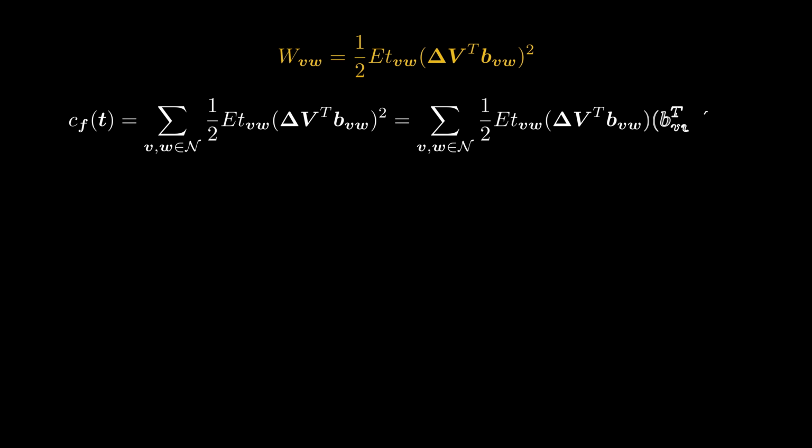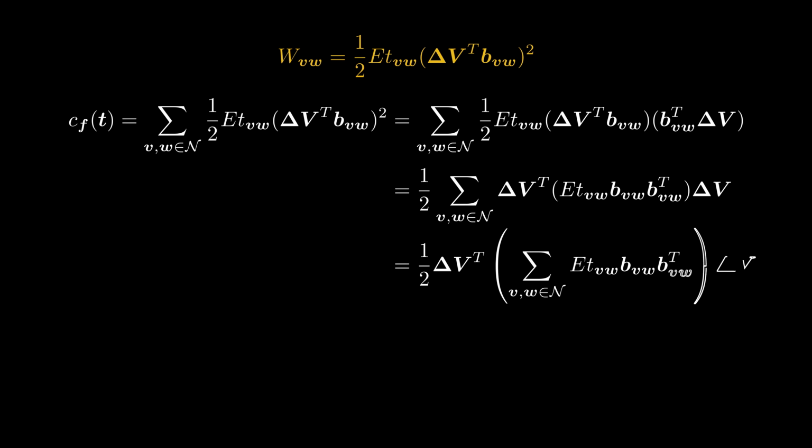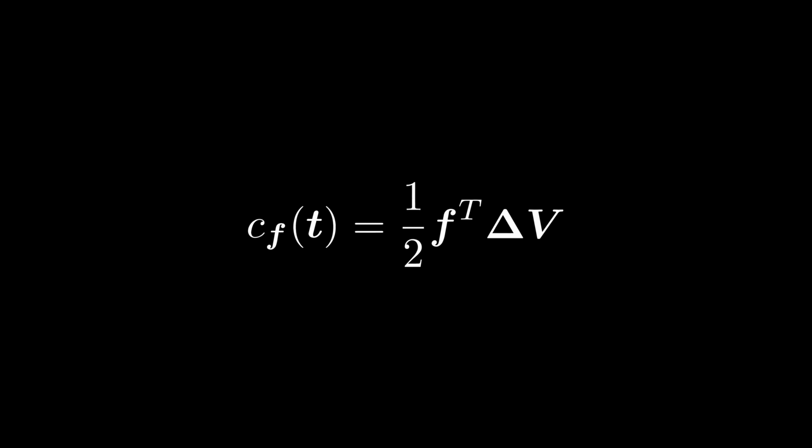After a few simplifications and under the consideration that K of t multiplied with delta capital V has to be equal to F, we can derive a short term that describes the compliance of the entire truss under the load F. This term is given by 1/2 multiplied with F transposed multiplied with delta capital V. And now we have everything we need to describe our first truss topology design program.